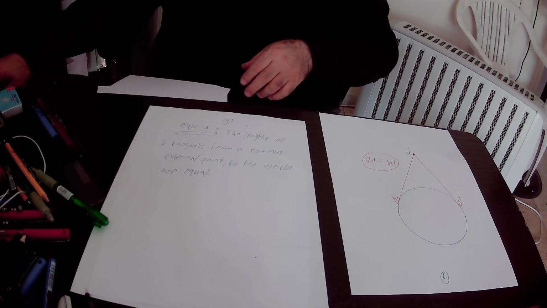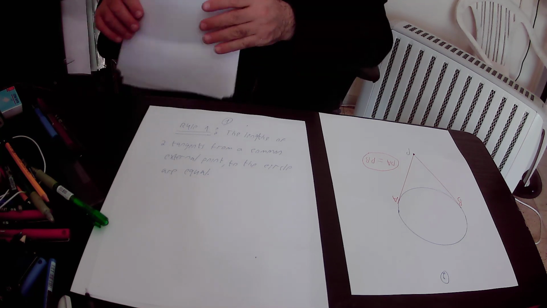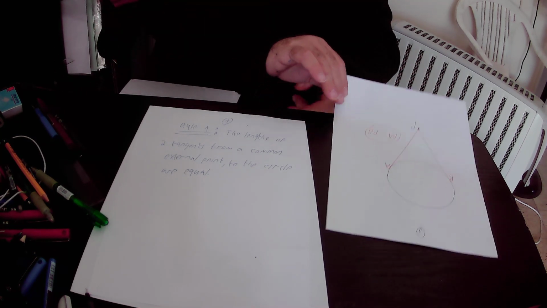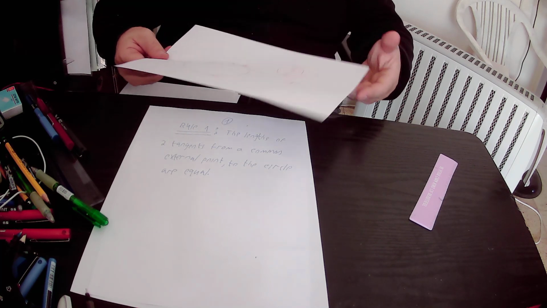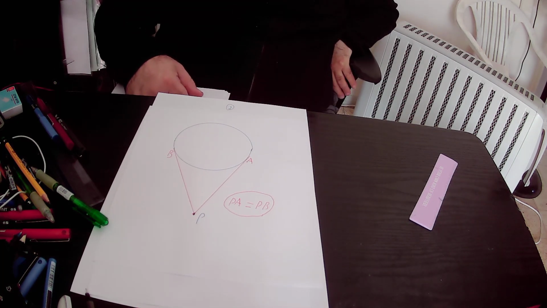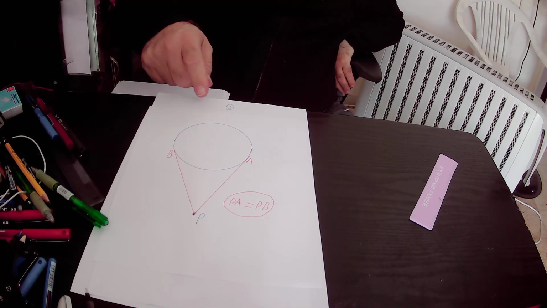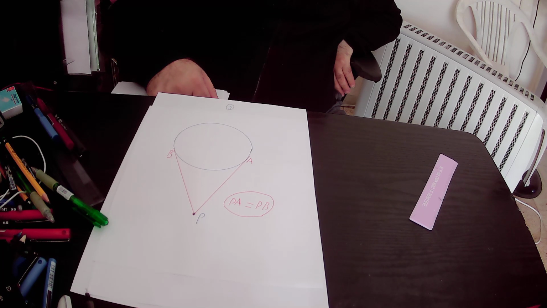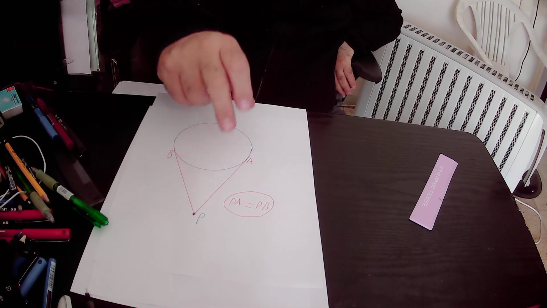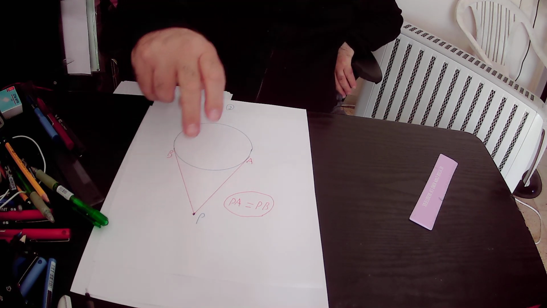So what is the meaning of rule number 1? The meaning of rule number 1 is that if we have this blue circle, and from the external point, point P, we draw two tangents to this blue circle, then the lengths of those two tangents will be equal to each other. That is to say, PA will be equal to PB.